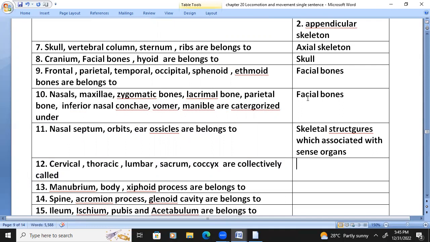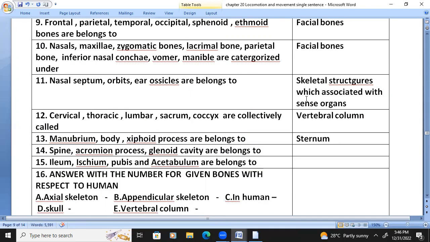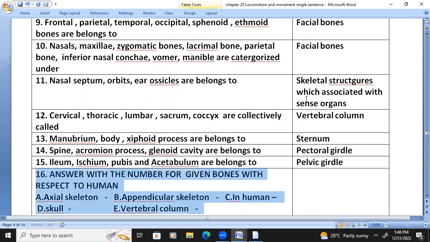Cervical, thoracic, lumbar, sacrum, coccyx are collectively called vertebral column. Manubrium, body, xiphoid process belong to sternum. Spine, acromion process, glenoid cavity belong to pectoral girdle. Ilium, ischium, pubis and acetabulum belong to pelvic girdle.